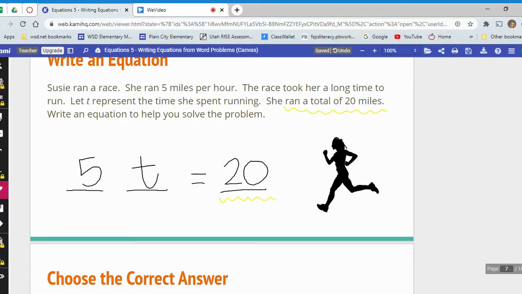Now, because it's 5 for every hour, what type of symbol are we going to need here? Do we take 5 plus the time? No, right? We're not going to subtract it. We're not going to split it up. So in this case, we're actually going to multiply. As sixth graders, we've talked about this before. When it's multiply, we just write the coefficient and the variable right next to each other. So if we were to solve this, 5 miles per hour, how many hours would she have to run to get to 20? Hopefully our math facts tell us that it's 4, because 5 times 4 is 20.